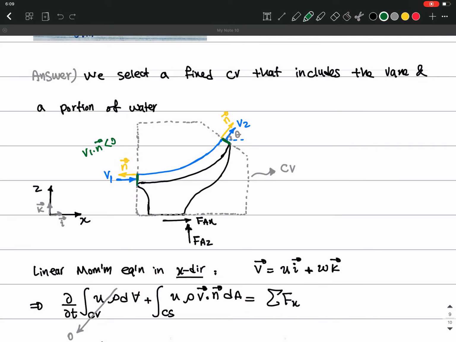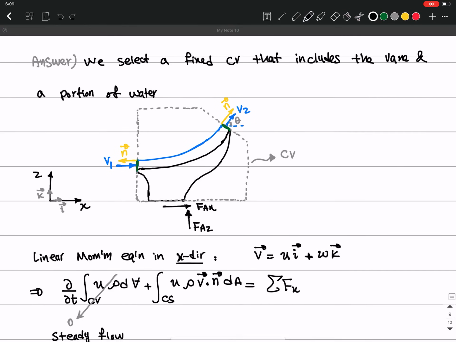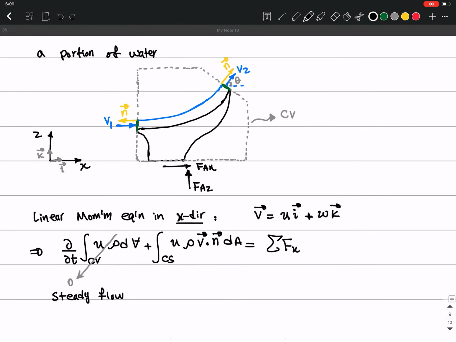So this is the mathematical representation of that, but the physical and simpler way, if you want to remember, is that because v1 is going inside the control volume, its sign should be negative, and v2, because it's going out of the control volume, its sign should be what? It should be positive, okay?